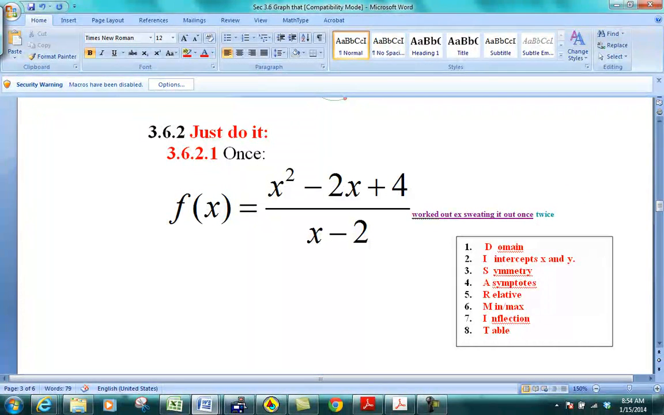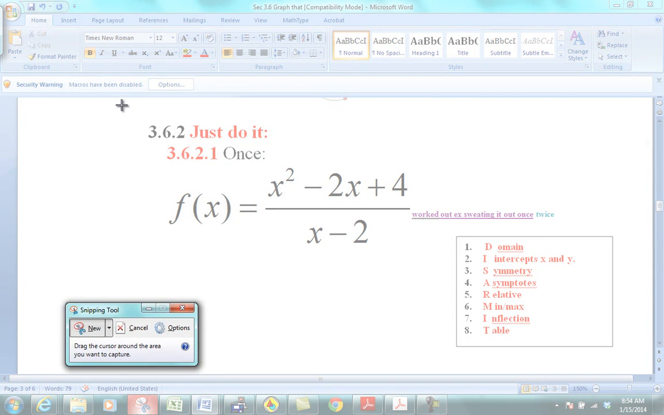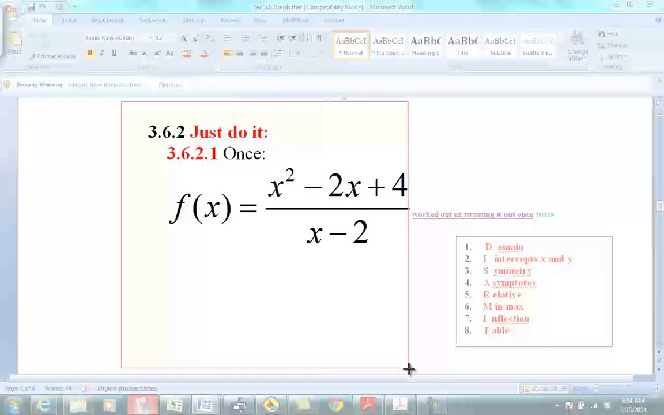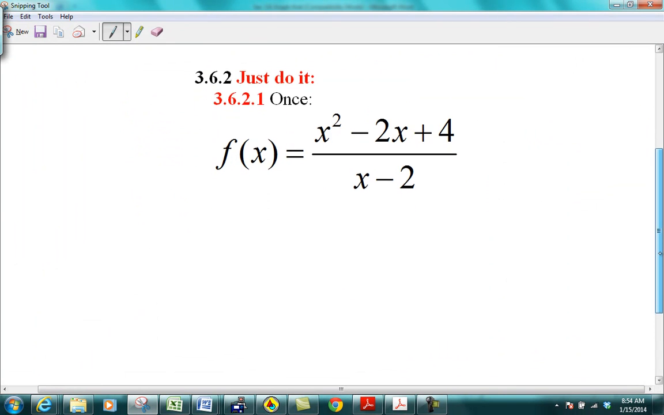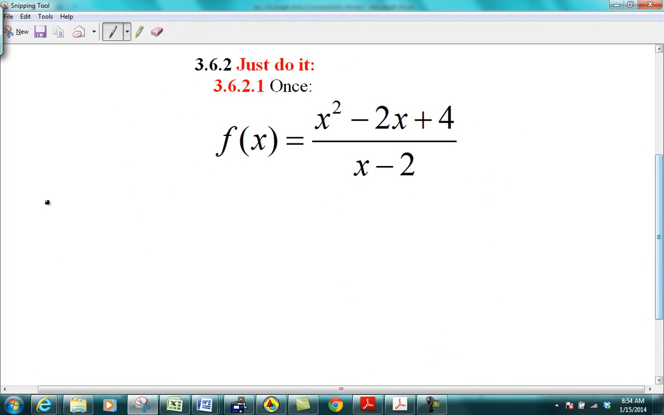Let me get a new snip here, because this is going to be where all the work is. So far it's been all pre-calc stuff. Now it's all calc. Okay. So 5 and 6. All right. So to get the relative min-max, you got to differentiate.